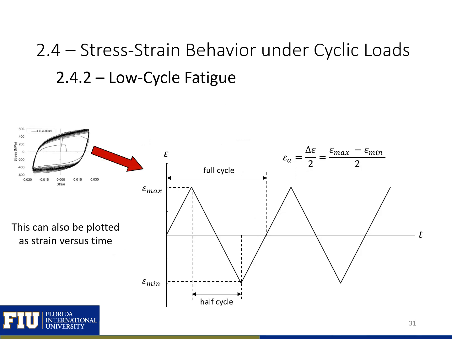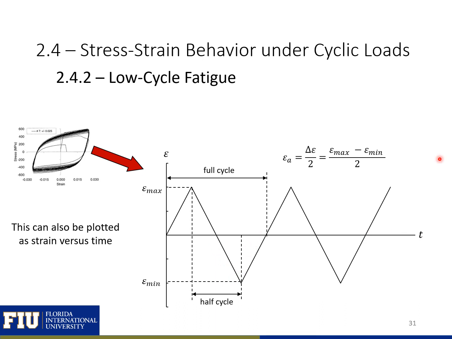We can also look at this response in terms of strain versus time. So we can see that the first cycle we would go from our epsilon max to our epsilon min. The distance between peak and peak is called a half cycle, and the distance that it takes to go from 0 strain through the max, through the min, and back to 0 is called a full cycle.